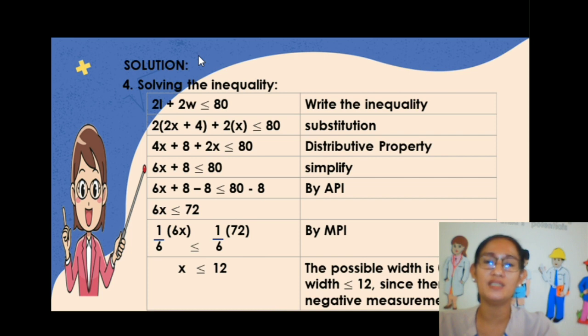Let's solve the inequality. Write the inequality 2L plus 2W is less than or equal to 80. Substitute the value for length and the width. Use the distributive property. After distributing, simplify the inequality. Next, use the addition property and the multiplication property of inequality. We will have the result x is less than or equal to 12, since there is no negative measurement.